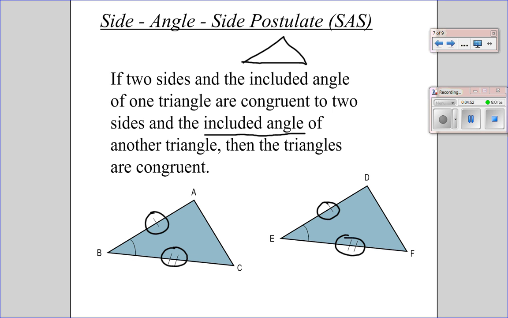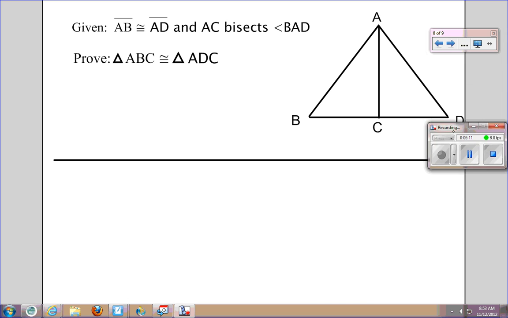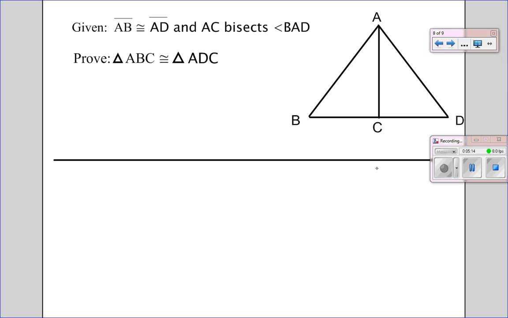So an example where that would not be between would be here. If I did this, and I put the angle right here, that angle is not included. It's not between the two sides, so you cannot use SAS on something like that. All right, you hopefully have proofs down now, so pause the video and try this one out.